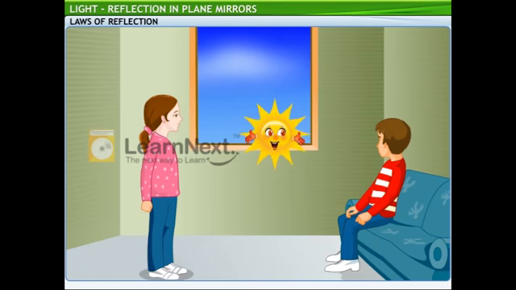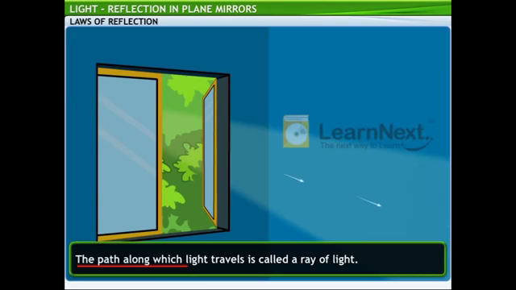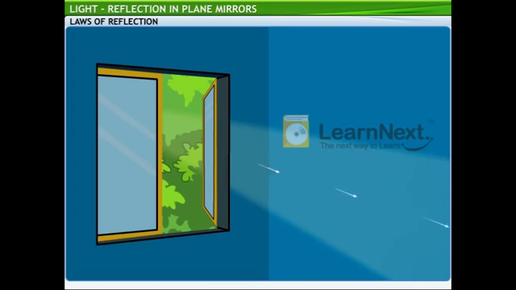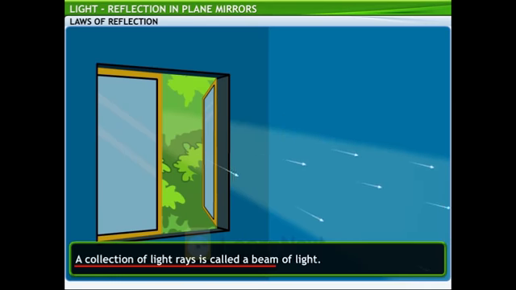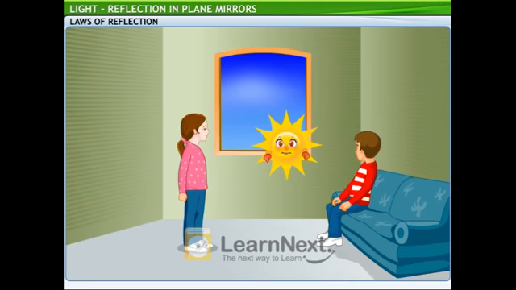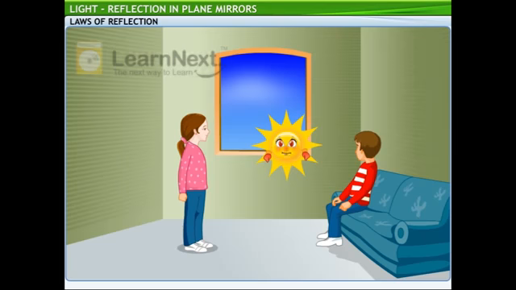You are aware that light travels in straight lines, right? Yes, we learned that in school. The path along which light travels is called a ray of light. A ray of light is generally represented by a directed line segment. A collection of light rays is called a beam of light. So, James was directing a beam of sunlight at me? Yes, he was able to direct the beam using the laws of reflection.